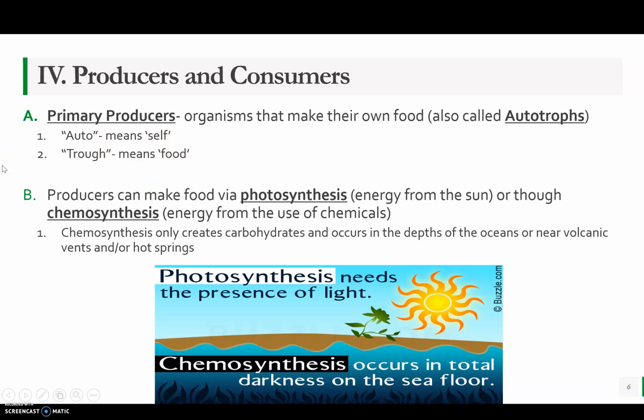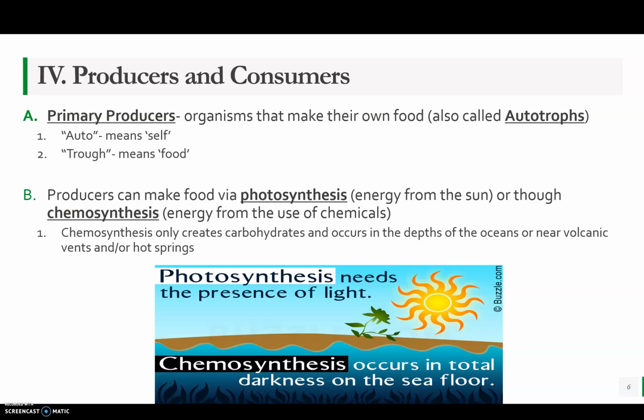Producers have two methods of making food. So for the most part, producers will use photosynthesis, so that includes all plants and most autotrophs. So photosynthesis means that the energy comes from the sun, and then you go through the chemical process to transfer that energy. Chemosynthesis literally translates to making from chemicals. So chemosynthesis is the energy from the use of chemicals.